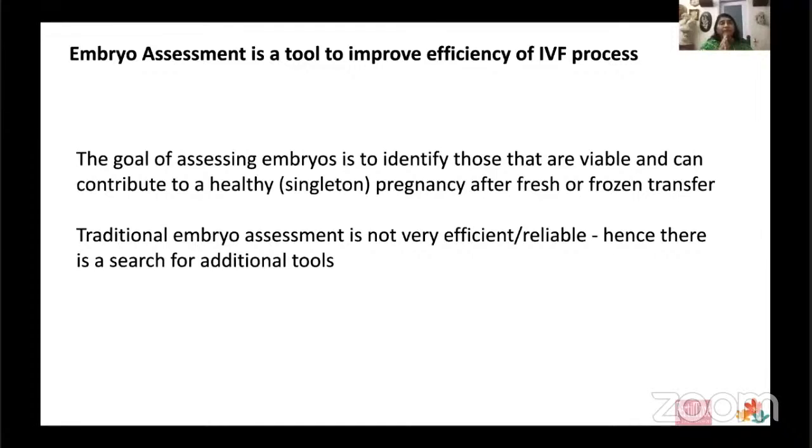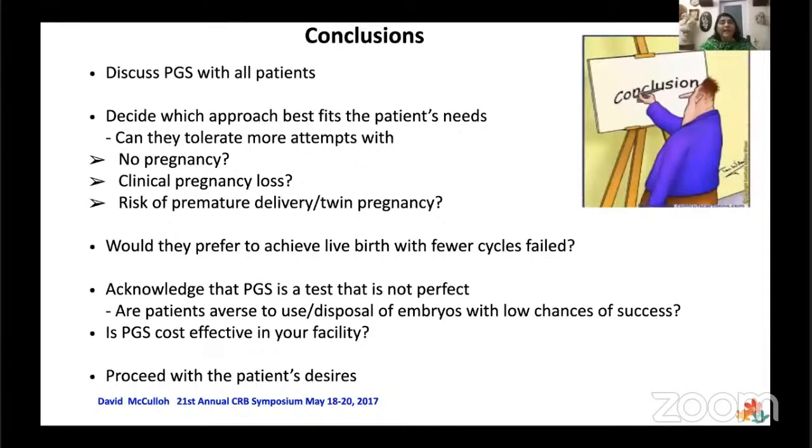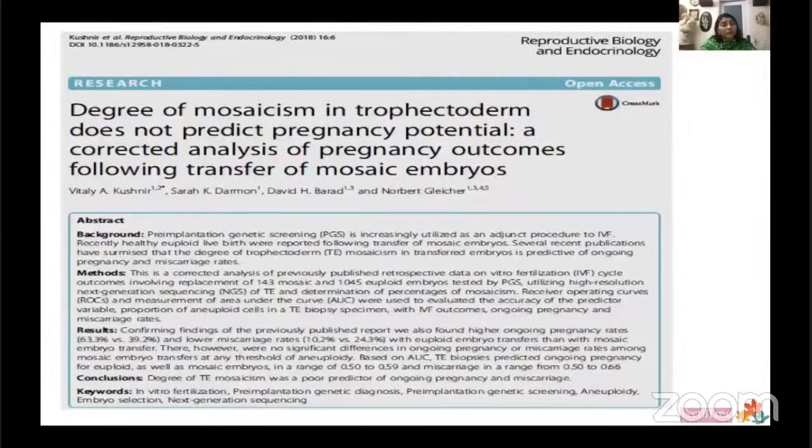Whenever you are thinking of doing PGT, remember it is your goal to give the patient a healthy live birth. That is our goal. And discuss this with all patients, because every patient needs your attention. Yes, there is a cost, but I think it is cost effective. And in the long run, you wind up doing fewer cycles, and that is where you see the cost benefit ratio. The topic of mosaicism needs to be discussed briefly.